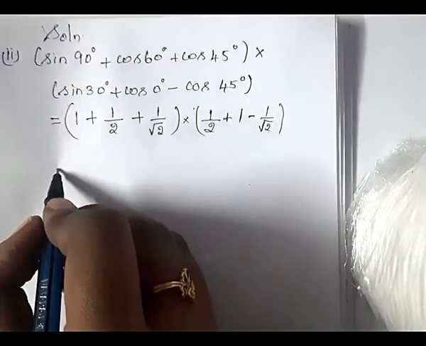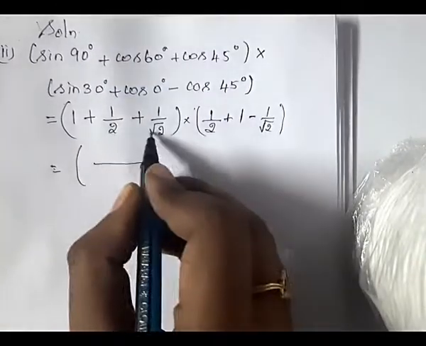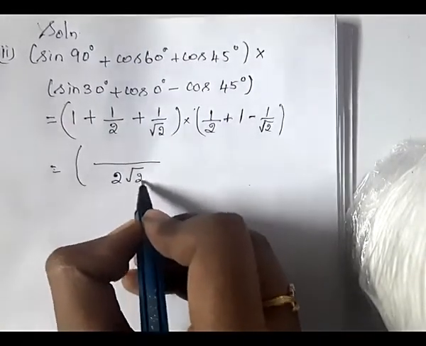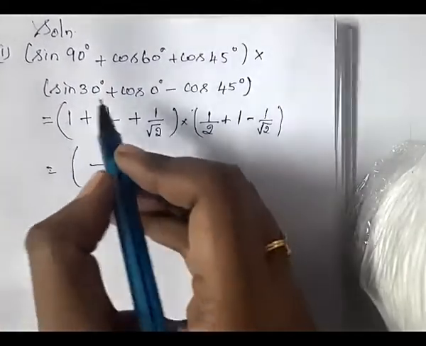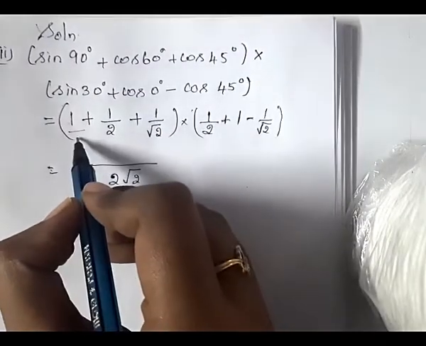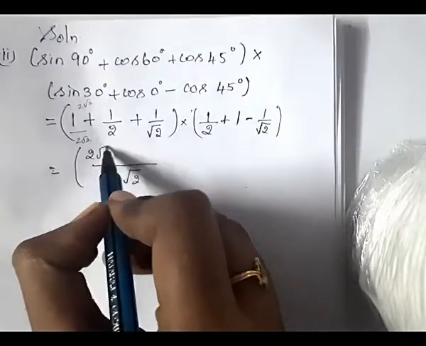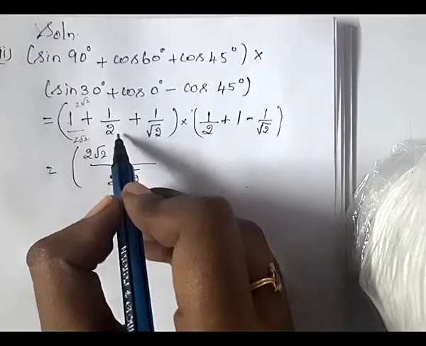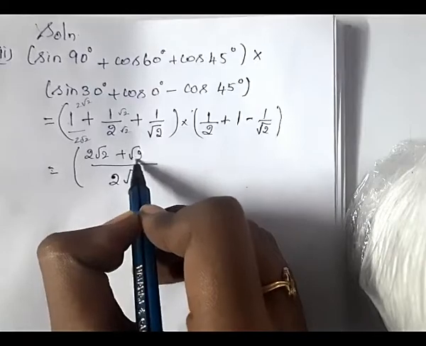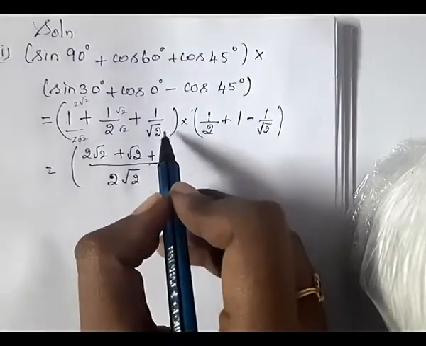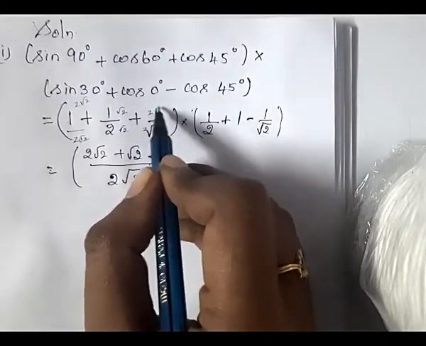Then simplify this. Take the LCM. LCM is, we have only 2, so 2 root 2 is the LCM. Then what will be here? This numerator and denominator multiply by 2 root 2. So your numerator is 2 root 2. Here already 2 is there, so multiply by root 2, root 2. So here your numerator is root 2 plus. Here root 2 is here, 2 is missing, so multiply by 2 and 2. So your numerator is 2.